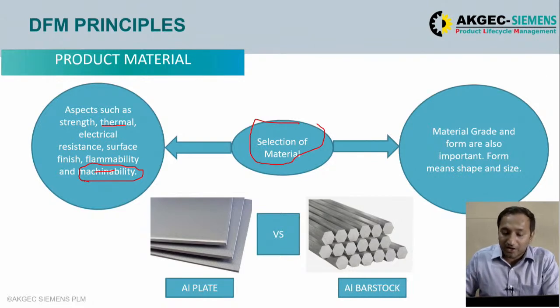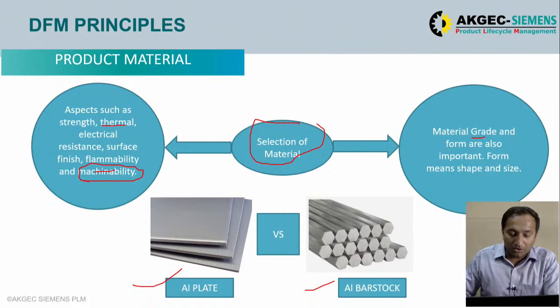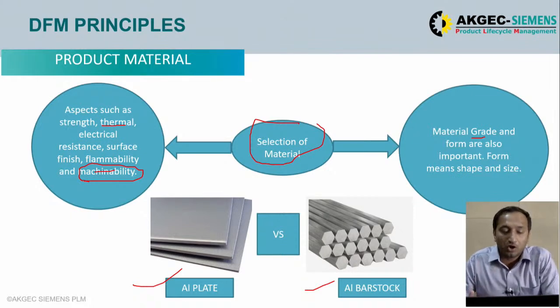And another aspect of this is what kind of grade we are using for product manufacturing, which is also important. Like if I say the example of an aluminum plate and aluminum bar stock. Aluminum bar stock costs half the price of aluminum plate. So rather than choosing the plate, you can also opt for bar stock. So this is also very important, which kind of grade is required for you.